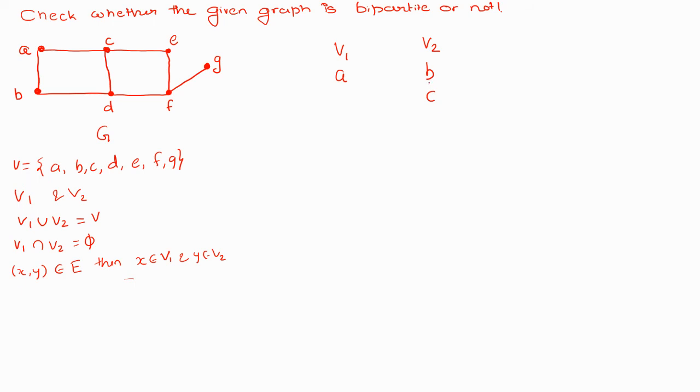Now, from this B, there exists an edge to D, right? Therefore, D cannot be included in this set V2. Therefore, D should be included in V1. Now, this is totally fine. Why? Because there does not exist any direct edge between A and D.